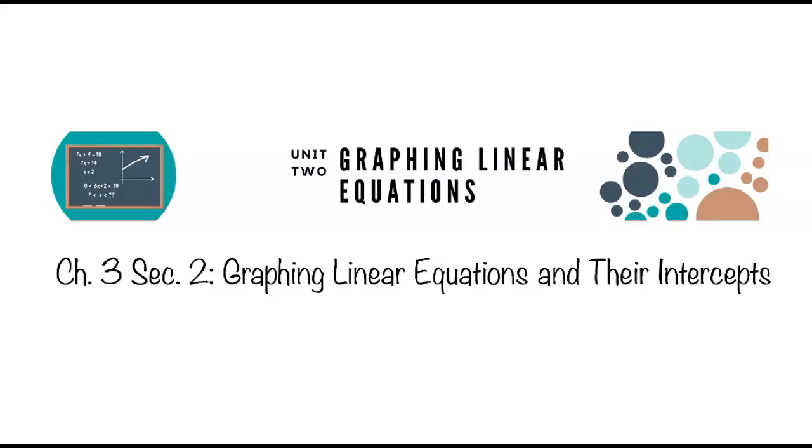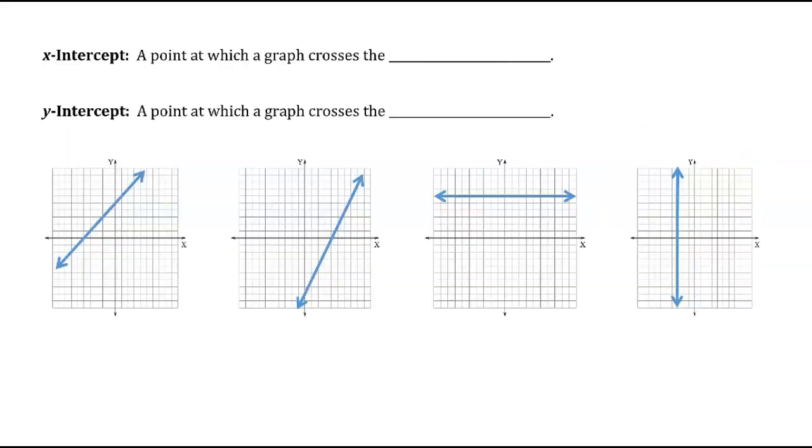This video covers content from Chapter 3, Section 2, where we will begin graphing our linear equations along with their intercepts. First, let's define what x-intercepts and y-intercepts are. An x-intercept is a point at which a graph crosses the x-axis, while a y-intercept is a point at which a graph crosses the y-axis.